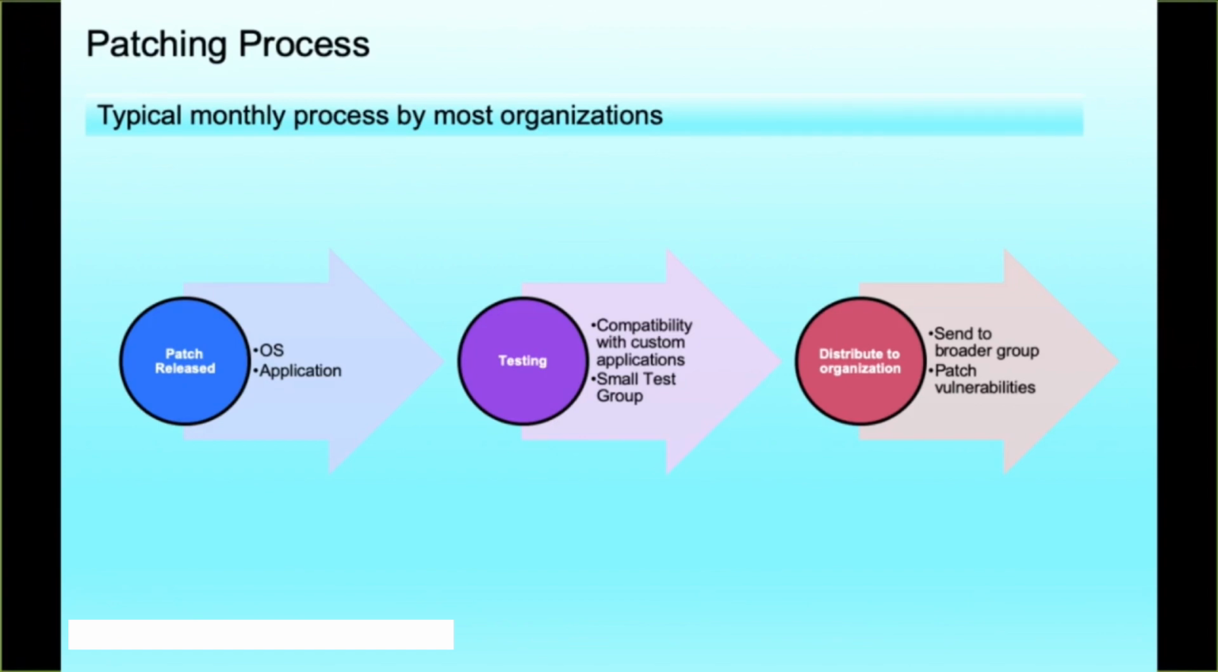And then once those compatibility issues have been highlighted or checked that there aren't any, then those patches will be distributed to the broader organization to make sure that the machines are patched and you don't have vulnerabilities that can be exploited. So that's kind of a primer on patching, but it is a very important and time-consuming process for many organizations. But as I said before, it's an important part of cybersecurity and something that needs to be done on a regular basis.